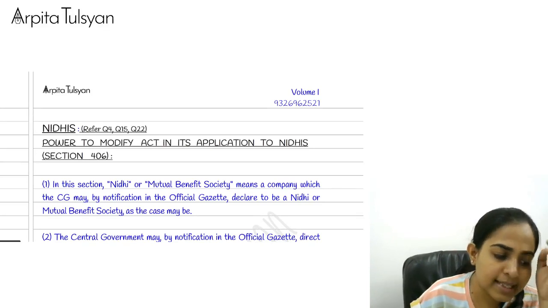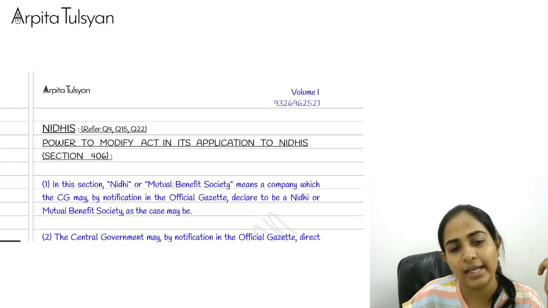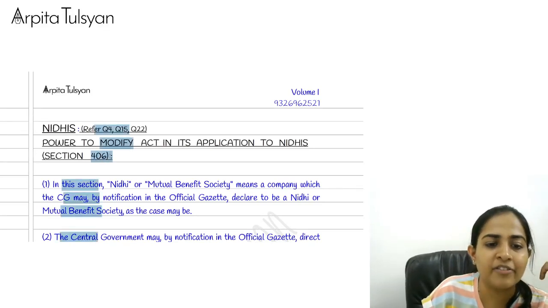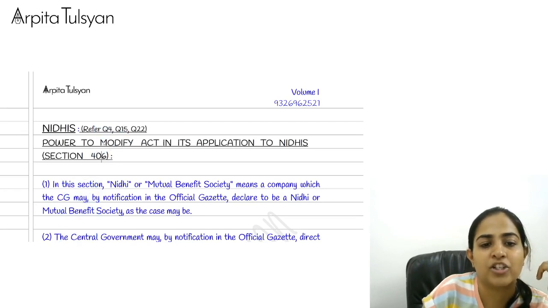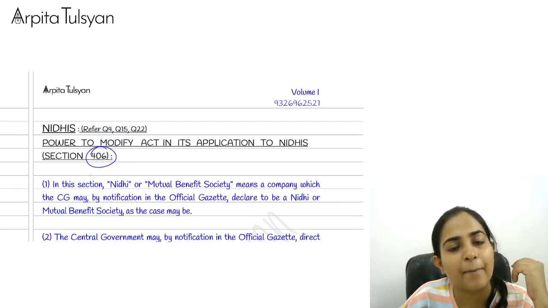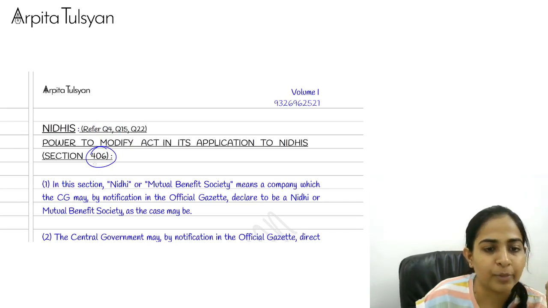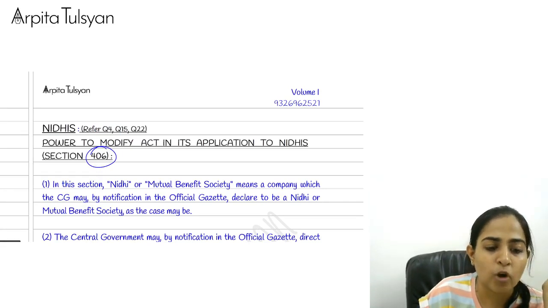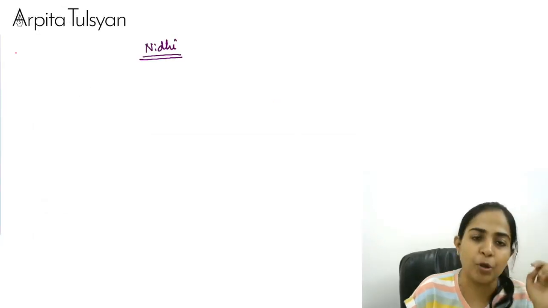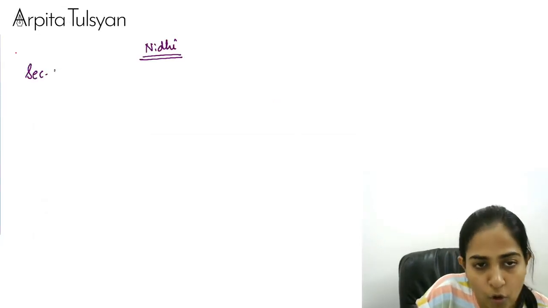Okay, so now let's get into the provisions. For Nidhi, we have just one section, that is section number 406, and apart from that, all we have are the rules. Okay, apart from this, everything is going to be rules only. 406 is not very important from the exam point of view, but even then, I'll give you the overview of this particular section.